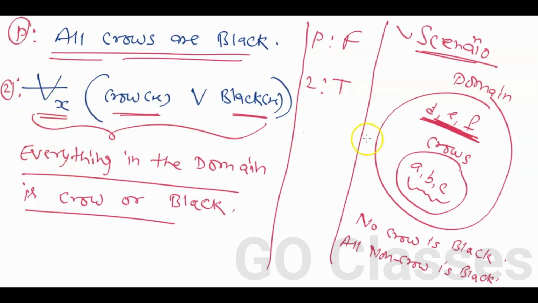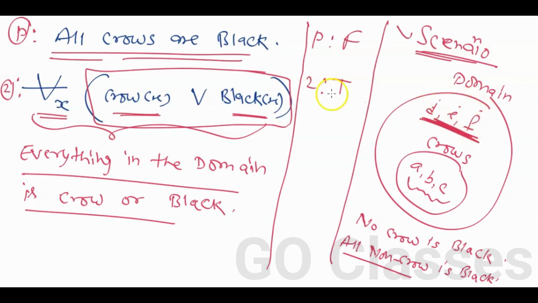for all x, for everything in the domain, you can notice either it is a crow or it is black. You can notice these are crows, so because of all these elements A, B, C, this expression will be true. And similarly in this scenario I am assuming that all the known crows are black, so this is black, this is black, this is black, so because of these elements, again this expression will be true.